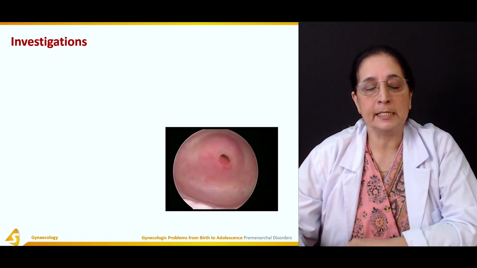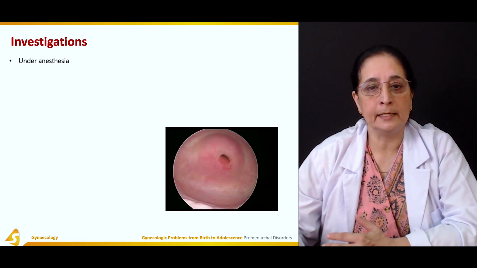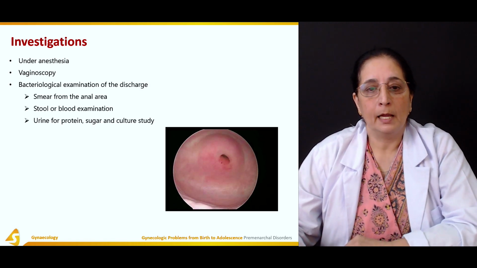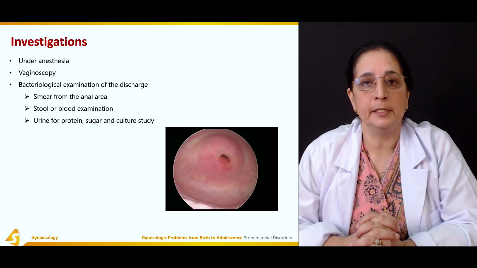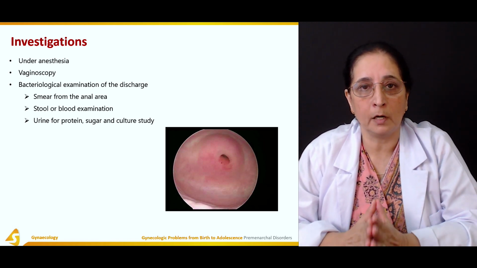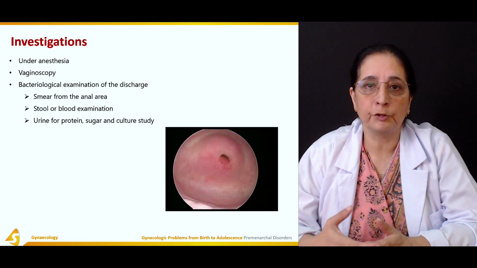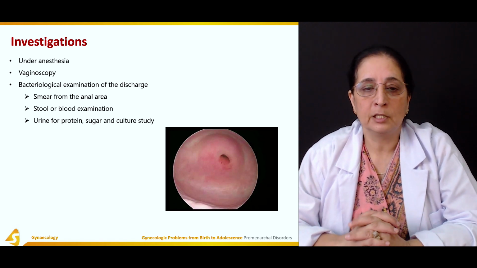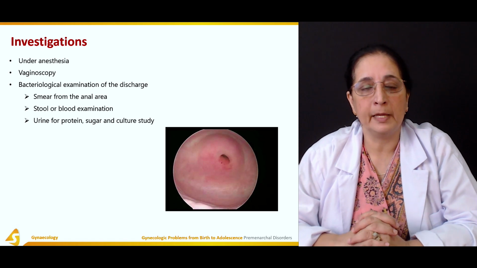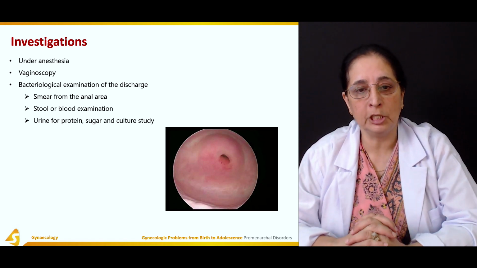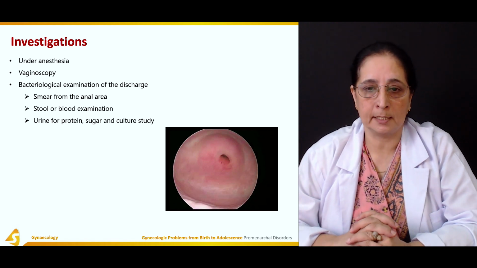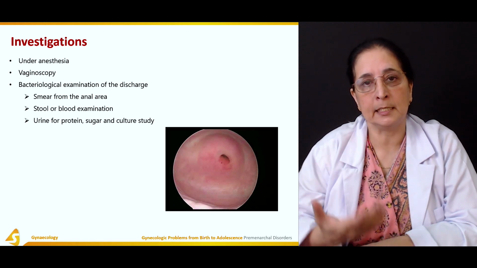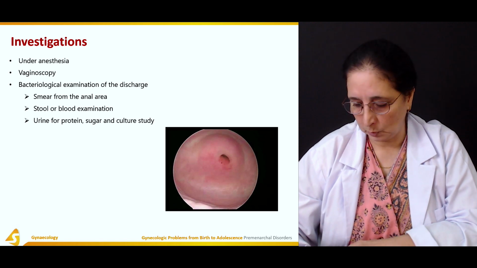How can we do the investigations of vulvovaginitis? Under anesthesia we can do vaginoscopy, and bacteriological examination of the discharge to find out the causative organism, so we can have specific treatment for that. A smear can be obtained from the anal area, stool or blood examination is performed, and then we can do tests on urine for protein, sugar, and culture study. So urine culture, and then we can get the specimen from the anus, and then tests can be performed on blood and stool.